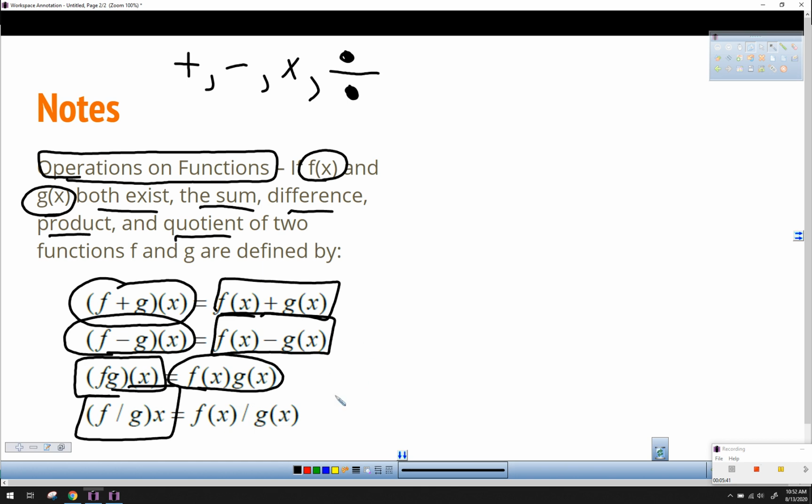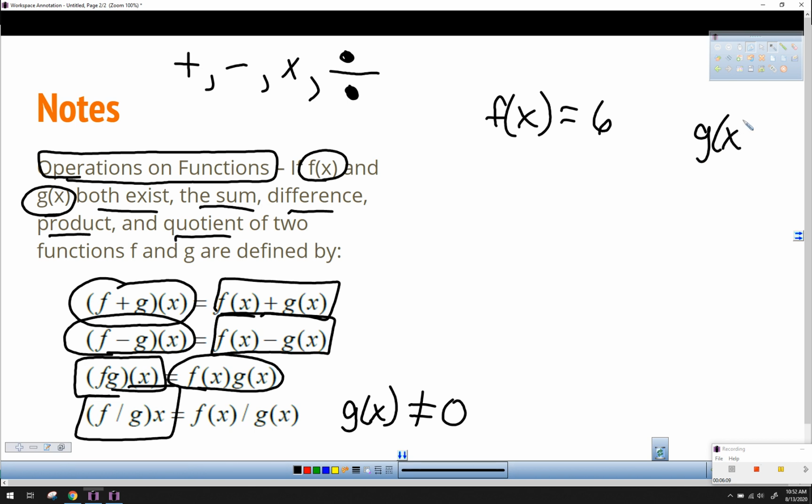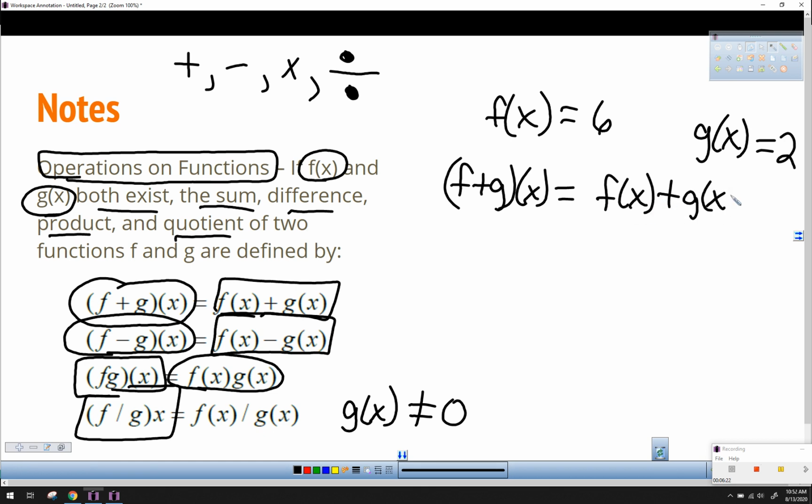Now, the most important thing is that for this last one, g of x cannot be equal to 0. Because remember, we can't divide by 0. That's undefined. So, basically, as simple as it can be, if I said that one function was 6 and another function was 2, if I were to ask you what f plus g would be, that would simply be f of x plus g of x, or just simply 8.